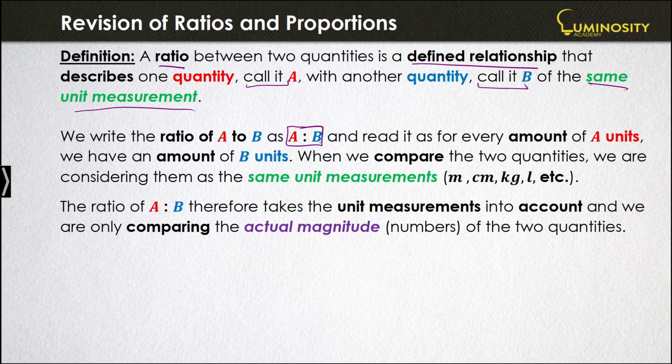All right, so we write the ratio of A is to B with this mathematical notation, A colon B, and read it as for every amount of A units that you have, an amount of B units in comparison to those A units. So when we compare the two quantities, we are considering them as the same unit measurements.